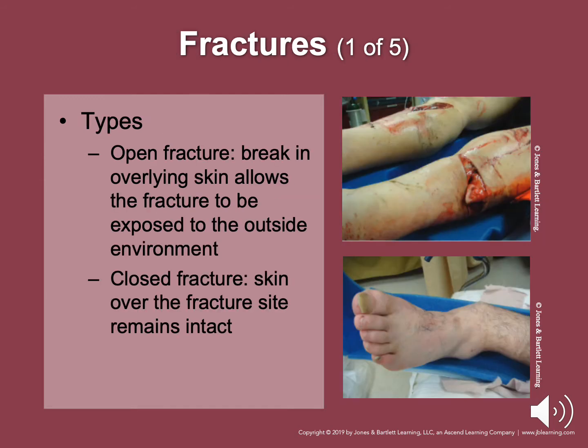Fractures occur when the magnitude of the force applied to a bone overcomes the strength of the bone. So some types of fractures are open or closed. An open fracture is sometimes called a compound fracture. A break in the overlying skin allows the fracture to be exposed to the outside environment. In a closed fracture, the skin over the fracture site remains intact.